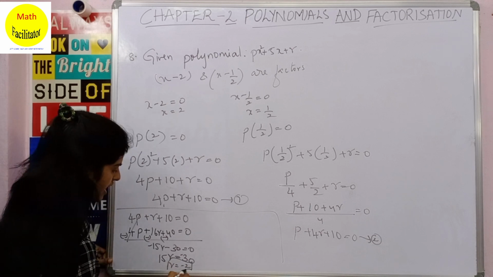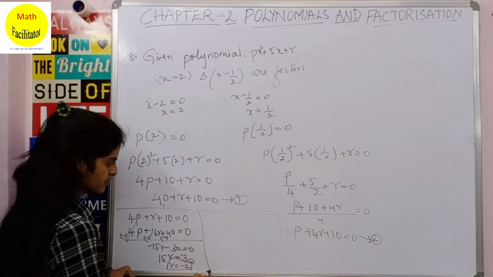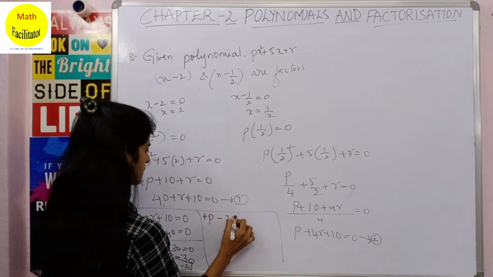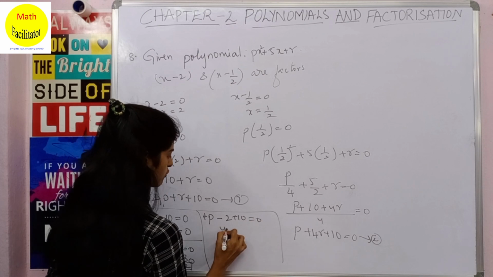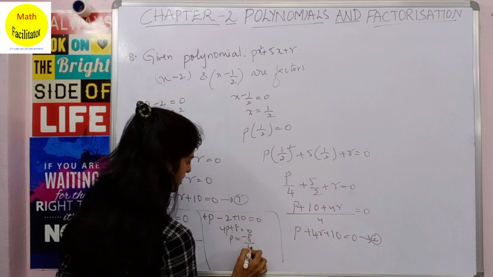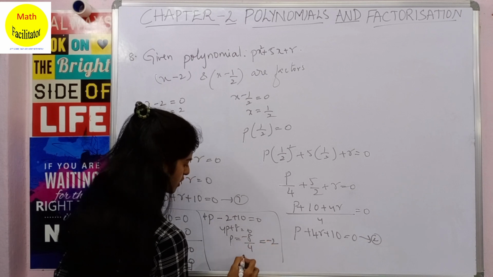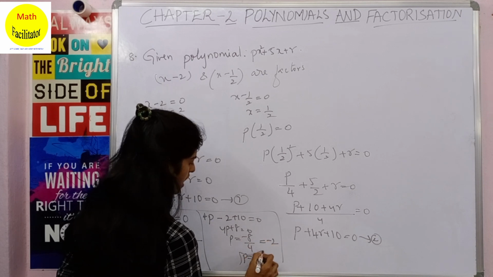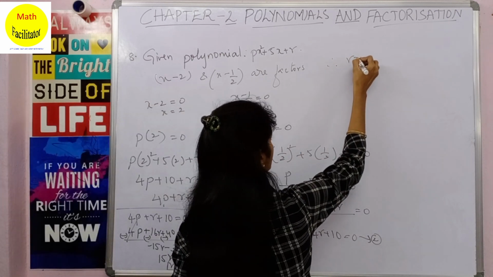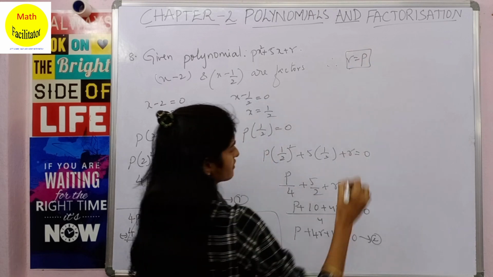So the value of r you got is minus 2, and substituting the r value here, 4p minus 2 plus 10 equal to 0, so 4p plus 8 equal to 0, so p is minus 8 by 4, so p is also equal to minus 2. Okay, so r you got minus 2 and p also you got minus 2, which implies r equal to p. This is what you have to show.